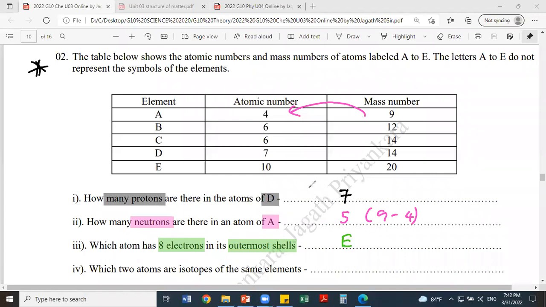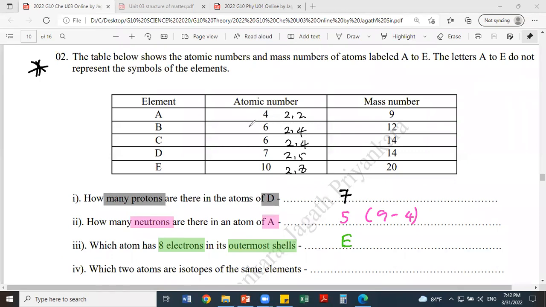Please look at the screen. You better write the configuration in front of each, then you can easily get the answer. So this is 2,8. This is 2,8. 10 means 2,8. If you don't know the configuration, that is the end of your chemistry. When you are given the atomic number, the number of electrons, you should know how to write the configuration. So this is 2,2. This is 2,4. This is 2,4. This is 2,5. This is 2,8.